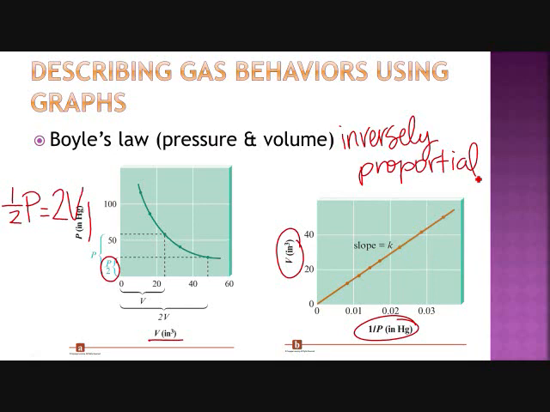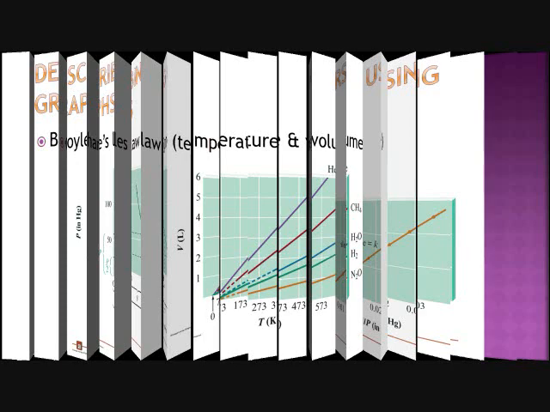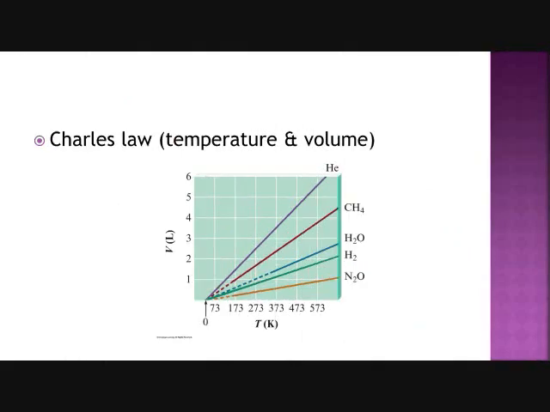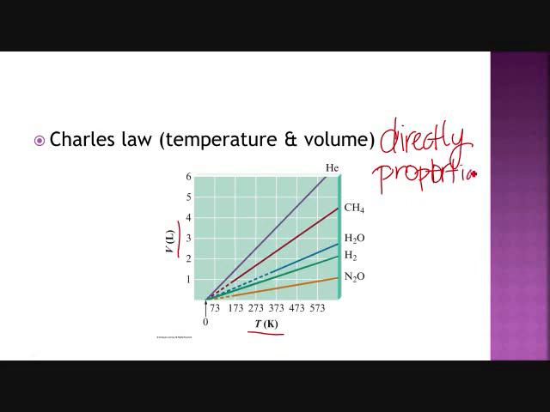Then for Charles' law, which is the other graph, Charles' law is temperature versus volume. So this graph has volume and temperature, no inverses, and there are straight lines for different types of gases. So do you think that's inverse or direct? Yep, temperature and volume are directly proportional.